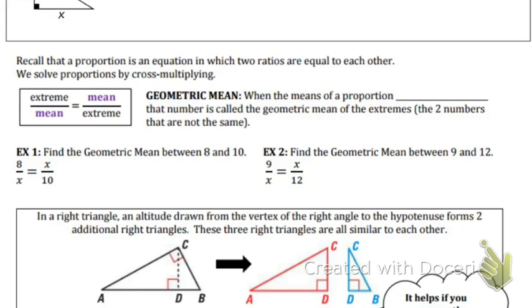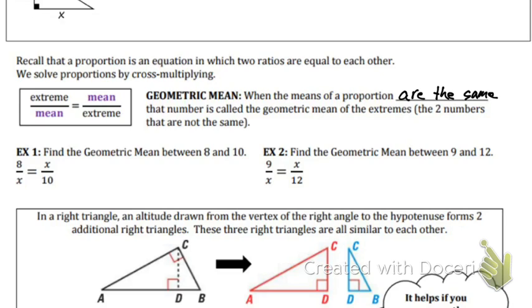But the geometric mean, which starts right there, is when the means of a proportion are basically equal. I forgot how exactly I worded it. I want to word it the same way in both classes. So I just put are the same. Are equal or are the same. So the geometric mean is when the means of the proportion are the same, and that number is going to be called the geometric mean of the extremes. The two other numbers are not going to be the same.